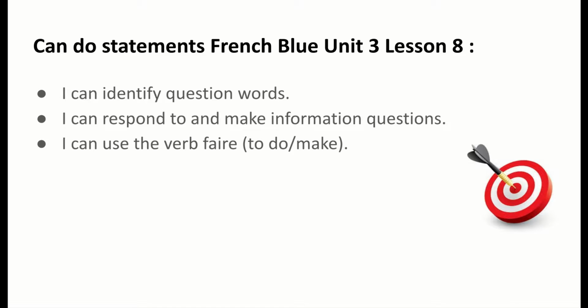Okay, so these are the goals for this unit. Identifying question words, responding to and making information questions, and using the verb faire. Okay, and the exercises and the tasks I have in this chapter and the next one will allow you to practice those skills.